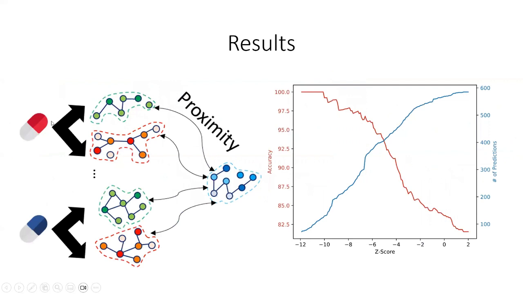In the results section, for each drug, we have two sets of consensus subnetworks. One is the sensitive subnetwork, and one is the resistance subnetwork. And for the patient subnetwork, we are comparing all of these networks and looking at the distance. And in this proximity analysis, we also have a Z-score, which implies the significance of the proximity analysis. And as the Z-score gets smaller, our predictions become more accurate, but we are able to make fewer predictions.